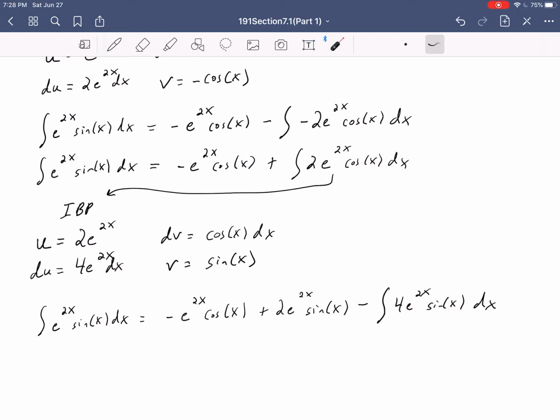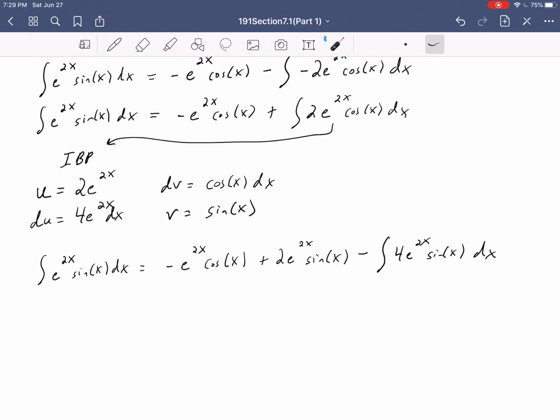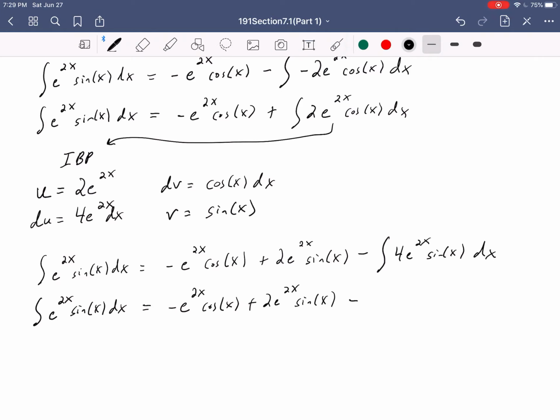Okay. This doesn't look much better because, again, now we still got that product of e and sine. So it seems like we're just going around in circles. And in fact, we actually are going around in circles. If you look at this right here is exactly that product. Let's actually see if we can explore that a little bit. Let's pull this 4 out front. We get the integral e to the 2x sine x dx is negative e to the 2x cosine x plus 2e to the 2x sine x minus 4 times the integral e to the 2x sine x dx.